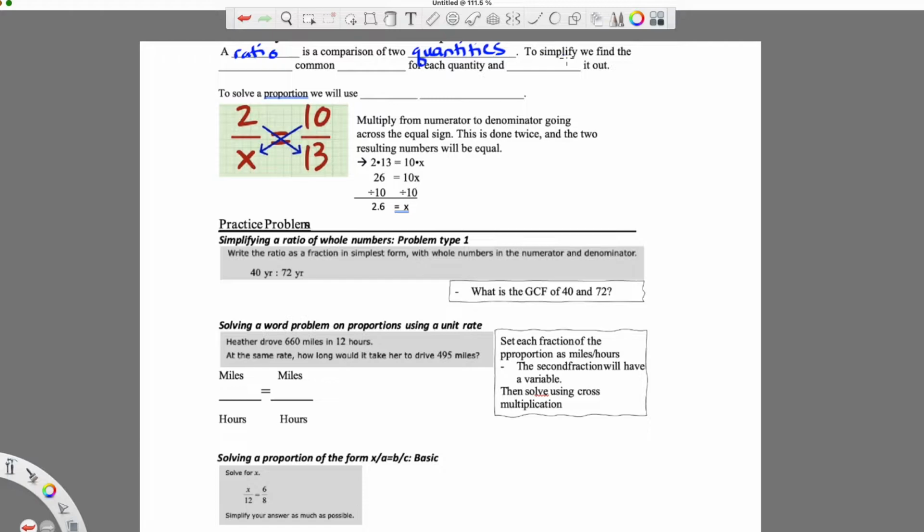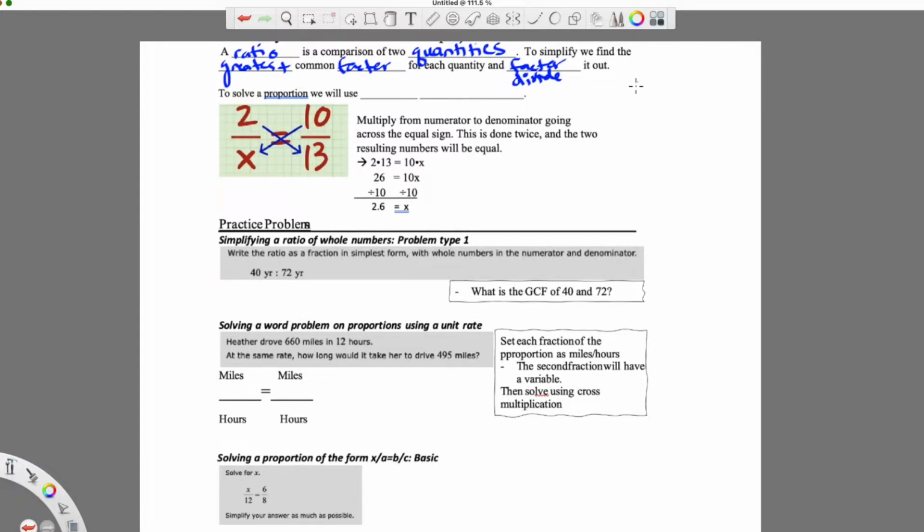To simplify, we find the greatest common factor for each quantity and factor, which means divide. Sorry, I was trying to figure out which word I should put in there. So we're going to factor it out or divide it out. So this is if we have anything to simplify.